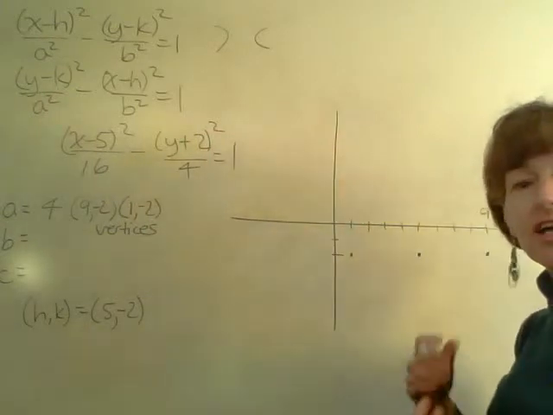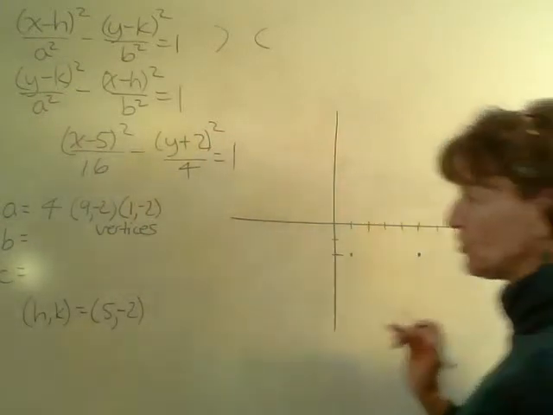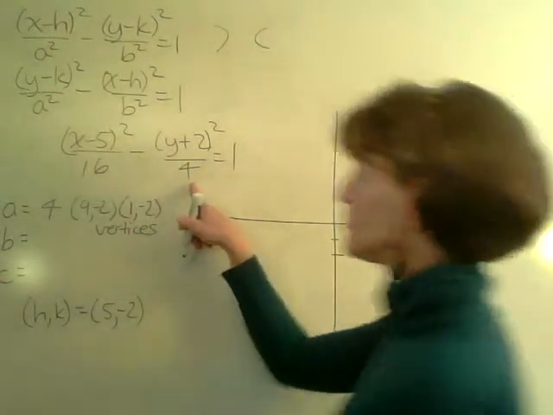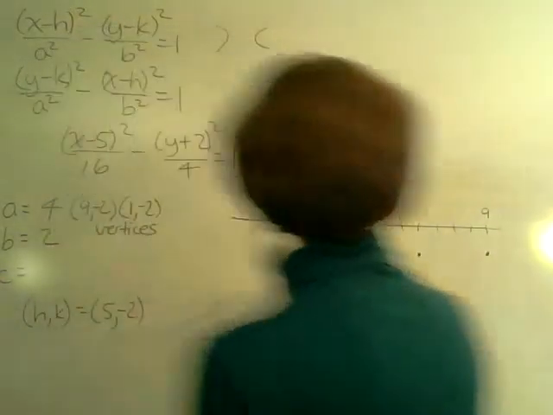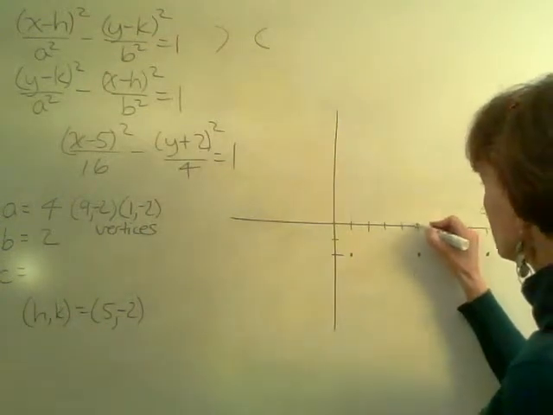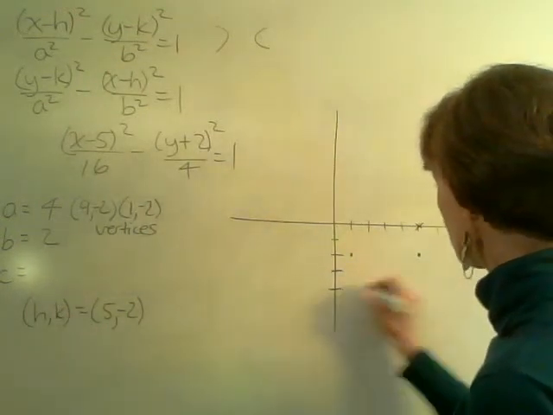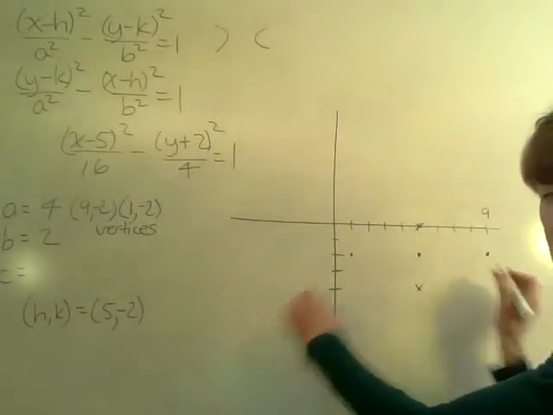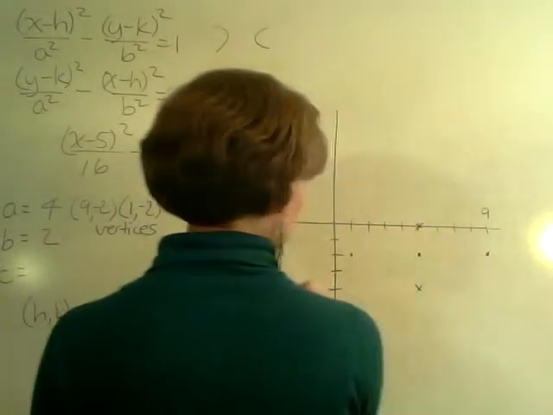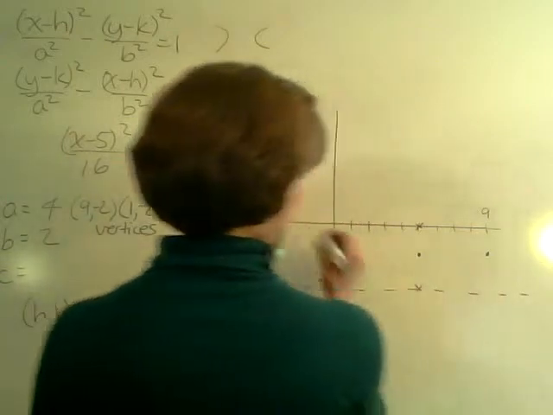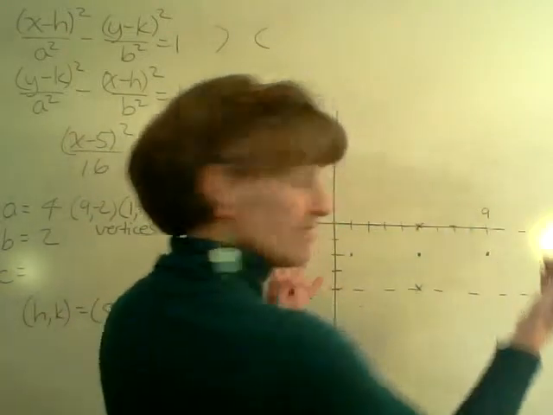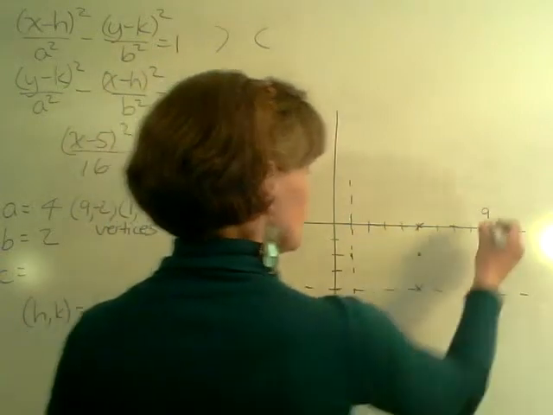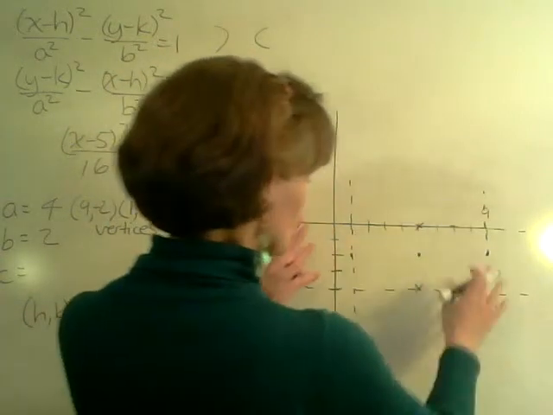Now, b is going to help me get the curve. So b squared is under the negative term. So b squared is 4, so b is 2. So I'm going to go up 2 from the center and down 2 from the center. And what I'm going to do is draw horizontal lines through my b's. Okay, of course, this one is the x-axis. That line's already drawn. And I'm going to draw vertical lines through my vertices.